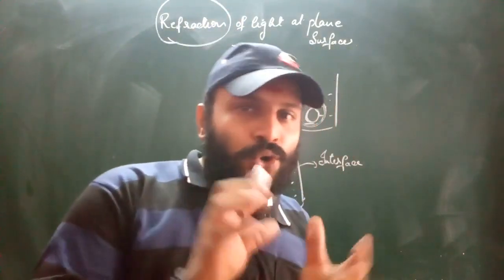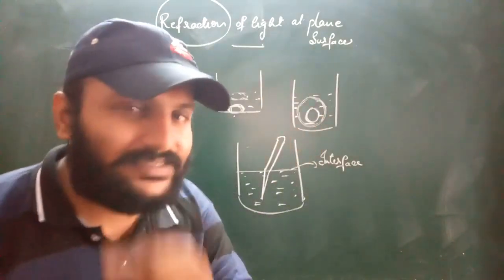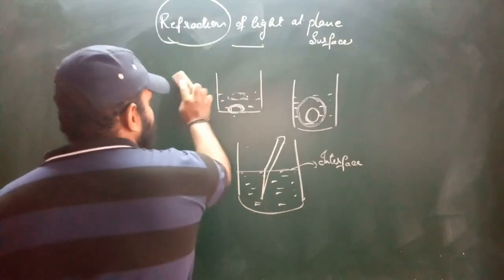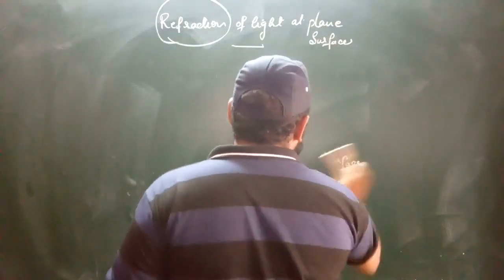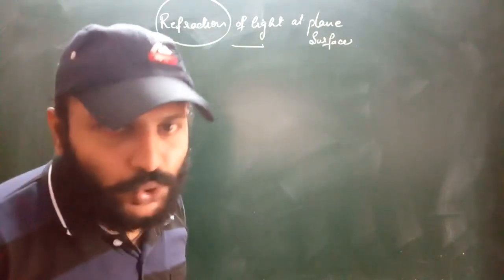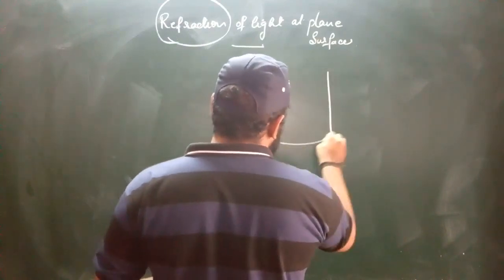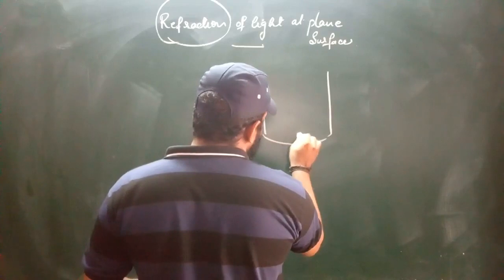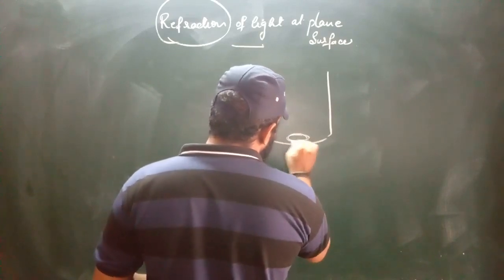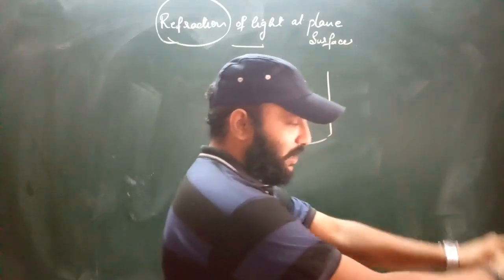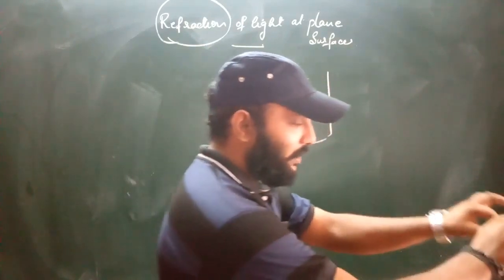In order to know about refraction, let's see one example. Through that example, I will define what is meant by refraction. I will take one vessel or beaker, and at the bottom of the vessel I will place one coin.